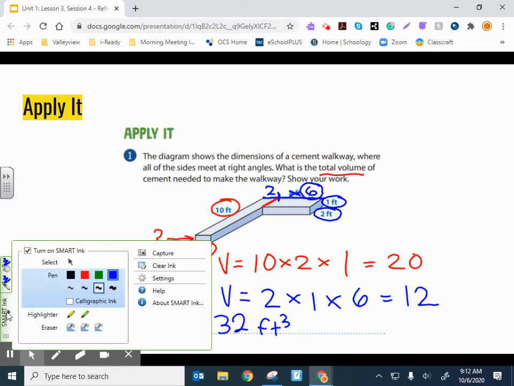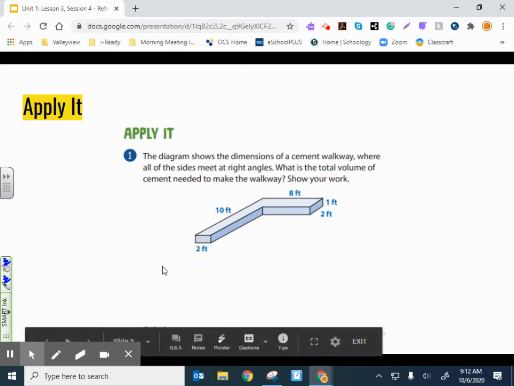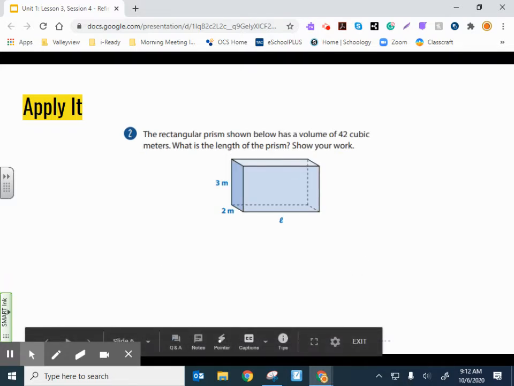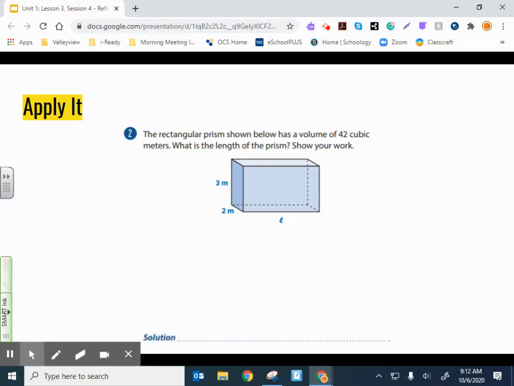All right, turn your page to 50. This one's pretty straightforward, but it's a lot like that beginning example when we first started out the lesson. The rectangular prism shown below has a volume of 42 cubic meters. So we know the volume is 42 in this figure here.